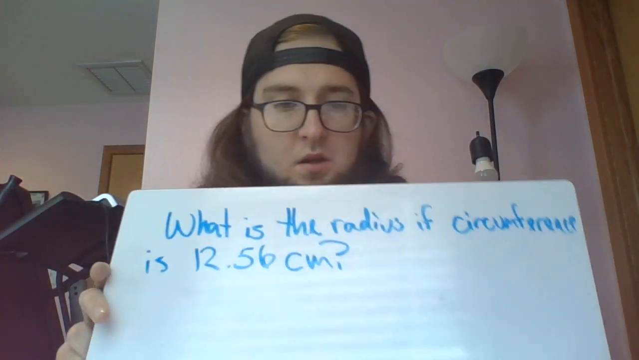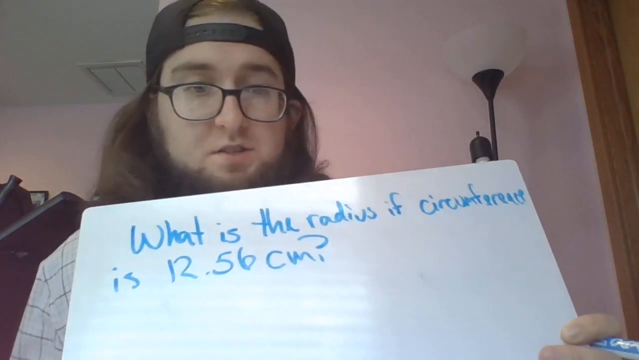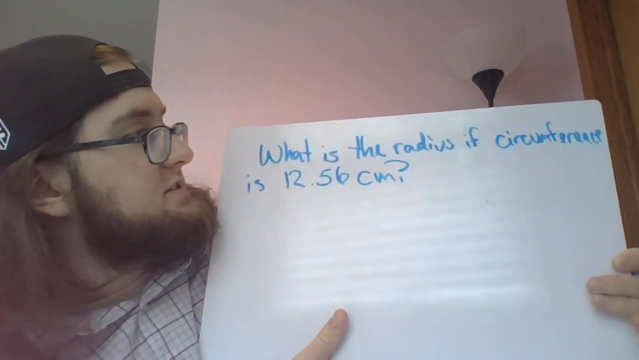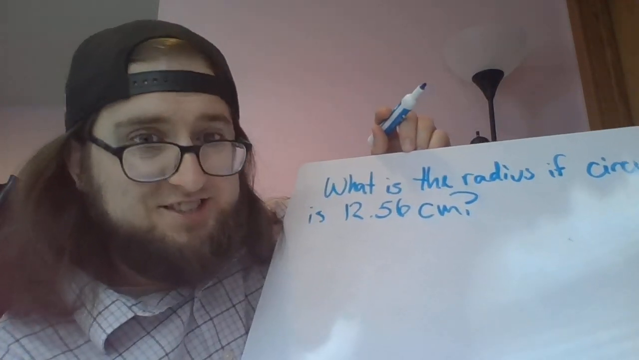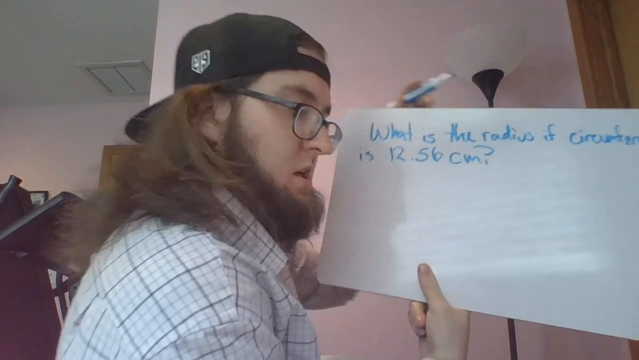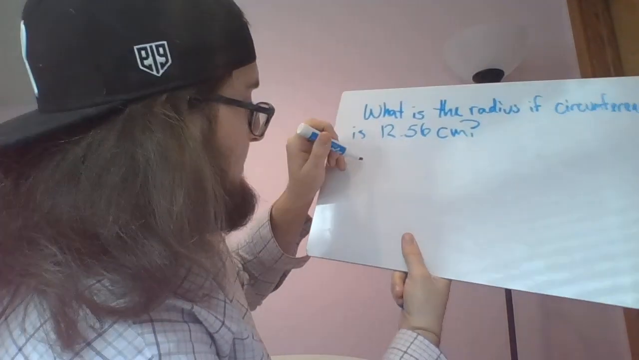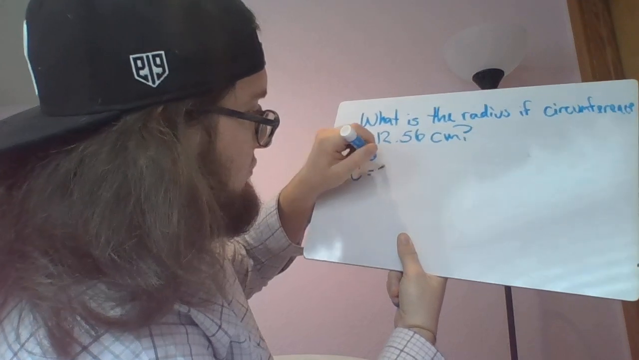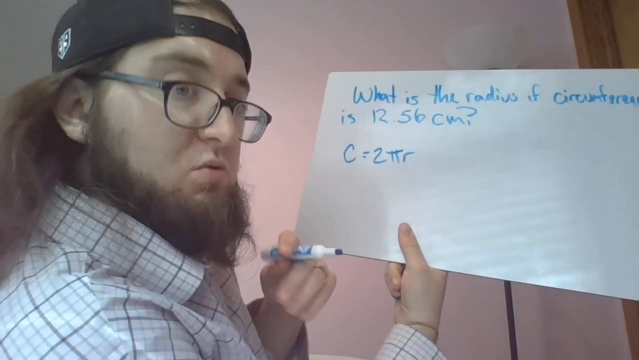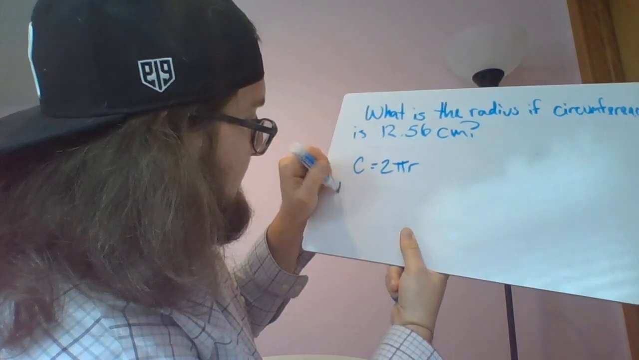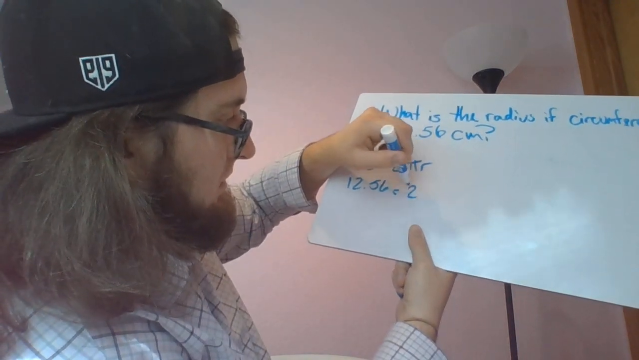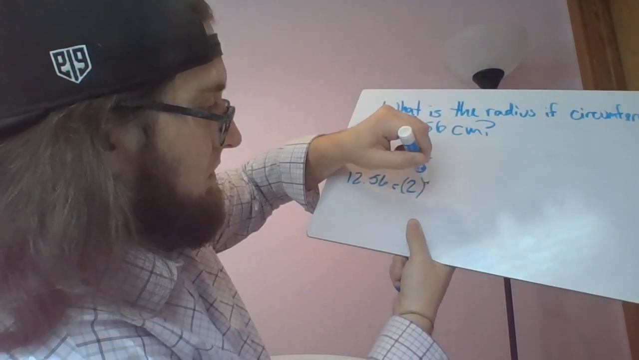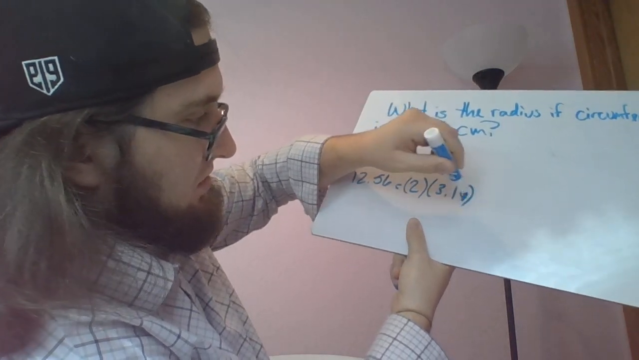But sometimes you're given the circumference and you have to find what it's asking for. So what is the radius if circumference is 12.56 centimeters? So this is a poor example because we just did this, but I'm still going to show you how to work backwards. So we know we're looking for the radius equation. So we've got circumference is equal to 2 times pi times the radius. Well, what do we know? We know the circumference is 12.56. We know 2 is already here, 2. And we know pi is 3.14. What we don't know is r.